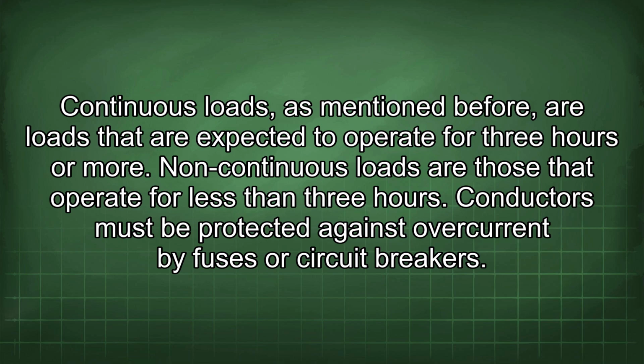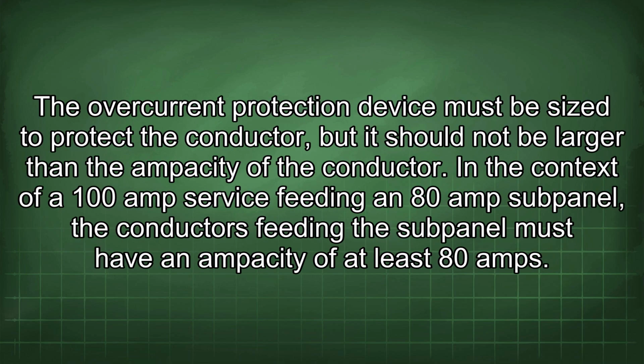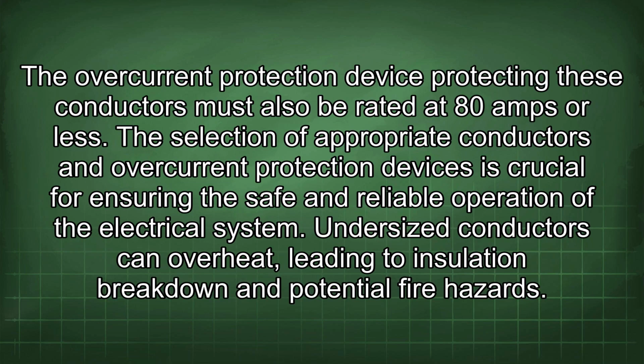Conductors must be protected against overcurrent by fuses or circuit breakers. The overcurrent protection device must be sized to protect the conductor, but it should not be larger than the ampacity of the conductor. In the context of a 100 amp service feeding an 80 amp subpanel, the conductors feeding the subpanel must have an ampacity of at least 80 amps. The overcurrent protection device protecting these conductors must also be rated at 80 amps or less.